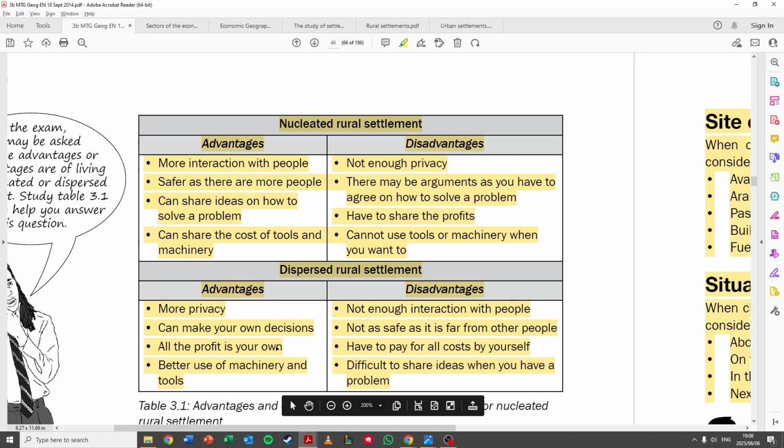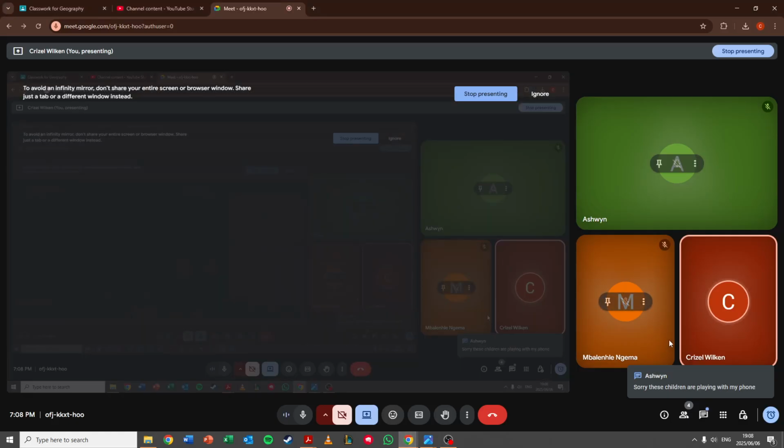Then it's going to be safer as once again there is more people. Then you can share ideas on how to solve a problem, and obviously there's going to be a lot more ideas to get from. Then you can share the cost of tools and machinery. The disadvantage of this is that typically you're not going to get a lot of privacy. There can also be arguments as to how to solve a certain problem, how to share the profits, because obviously you can't take everything for yourself, and you cannot use tools or machinery when you want to.